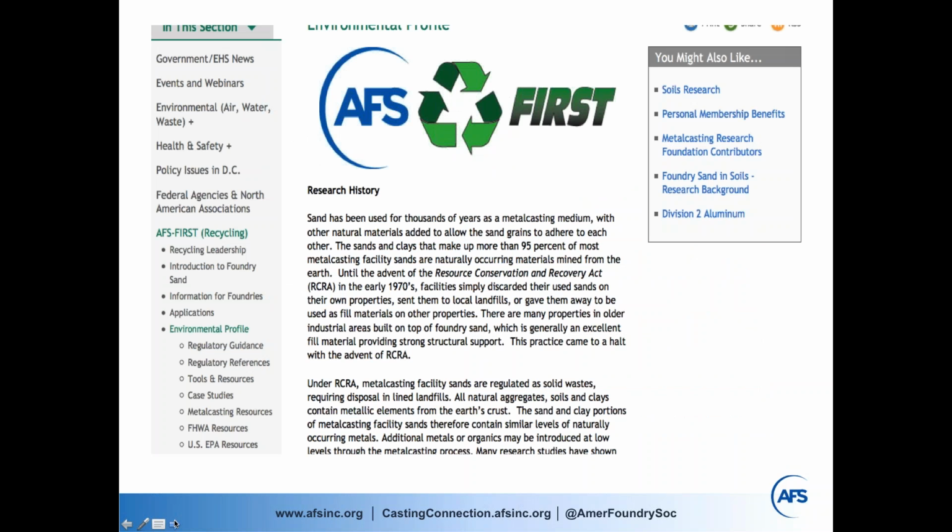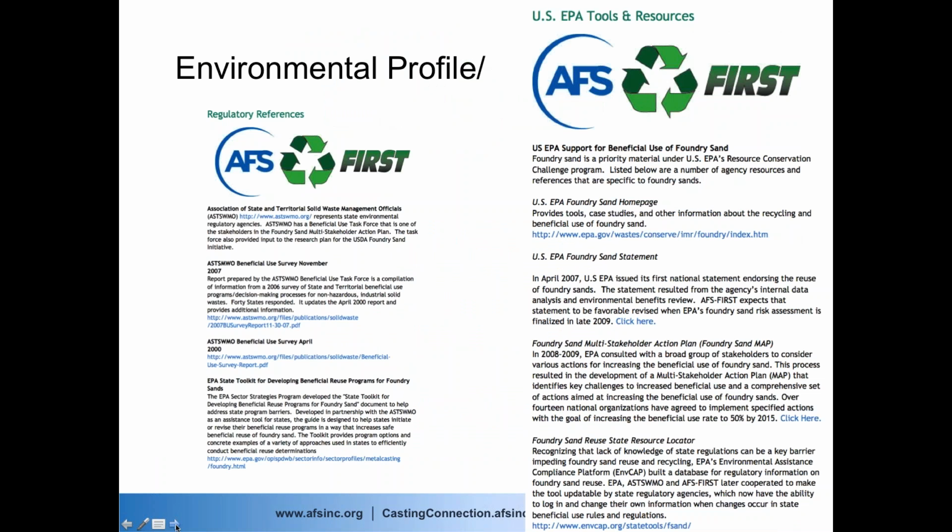I don't have time to walk through them all today, but I wanted to point out several other places that you can get to tools that may help you with your state regulators through the AFS FIRST website. To get to them from that main web page, take a look at the environmental profiles page link, which is down again on the left-hand portion of your screen. If you click on that, it will take you to a couple of different places, one of which is the regulatory references, which is on the left-hand side of this screen, and another one of which is the EPA tools and resources, only a portion of which you can see in these screenshots.